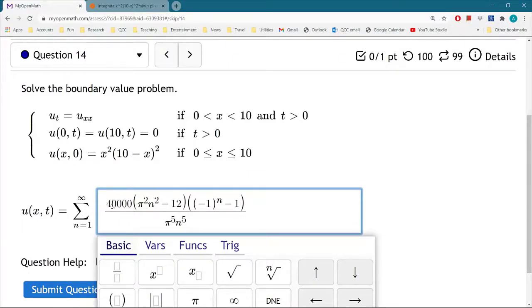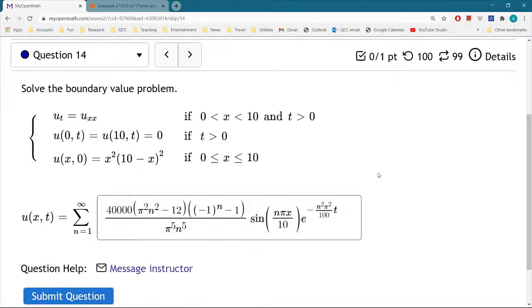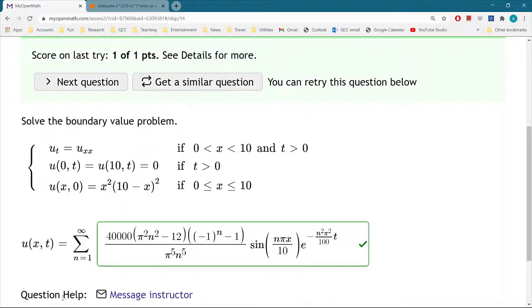And that was just our coefficient. We're multiplying that by this, and so that will be the answer. There we go.